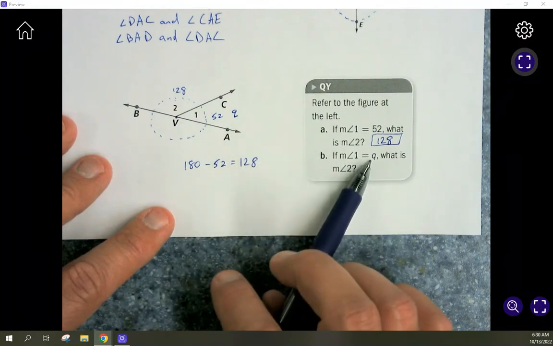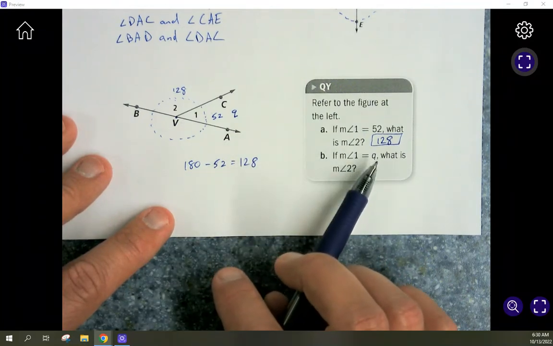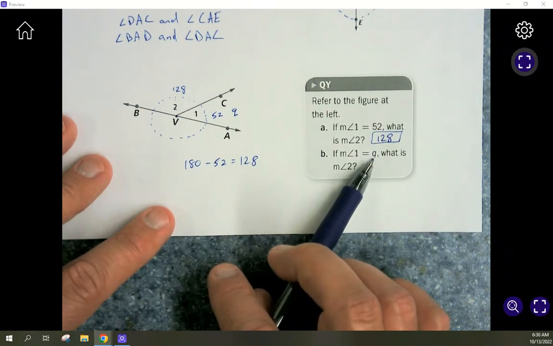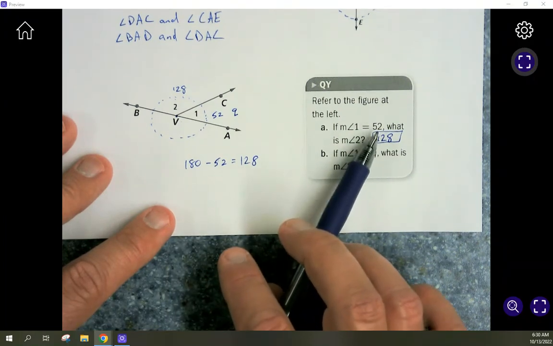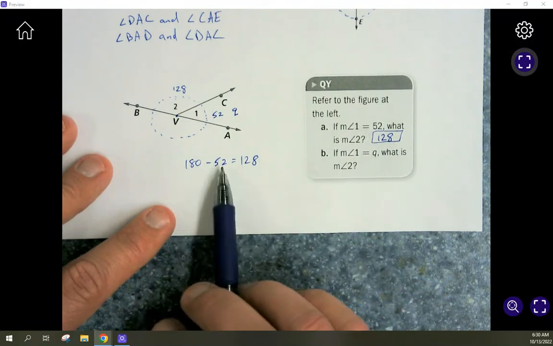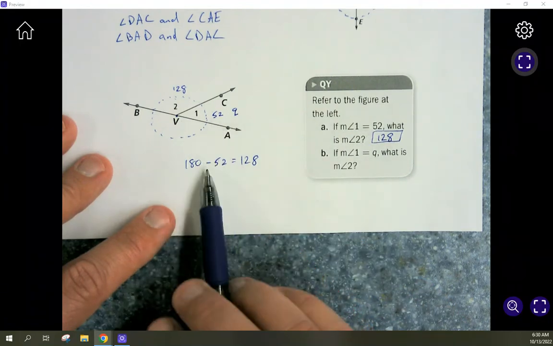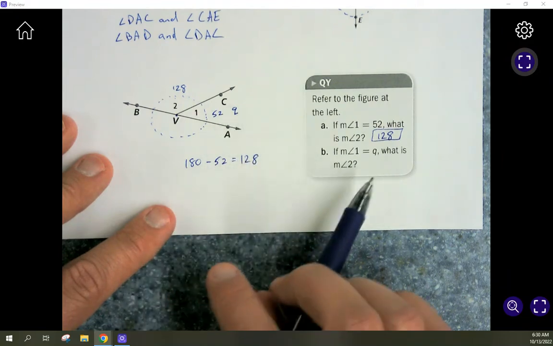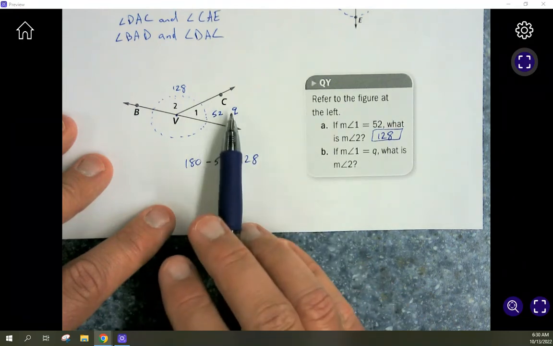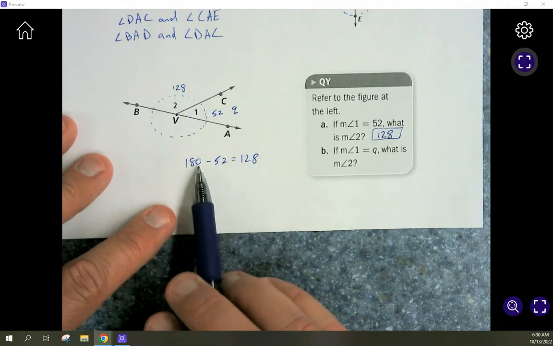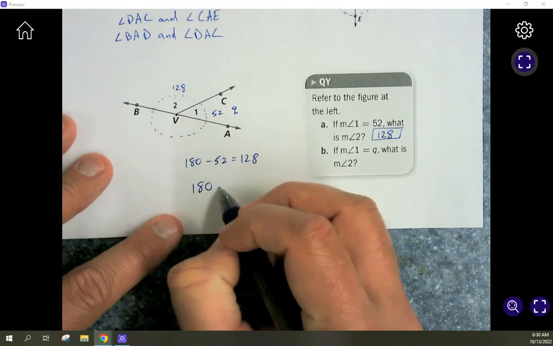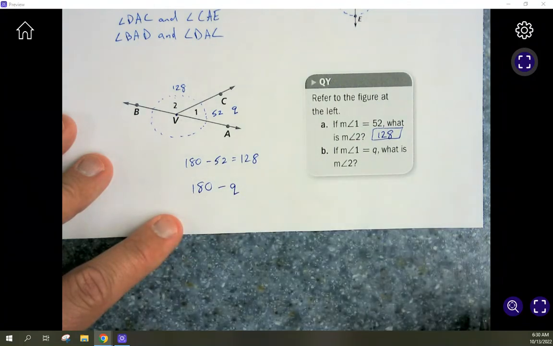So students always get confused. We've talked about this many times. As soon as you change it from a number to a variable, people shut down. But they already gave you the problem with a number. So look back and think about what you did. When I told you this was 52, you did 180 minus 52. So if I tell you it's Q, what's the measure of angle 2? Do the same thing you did to the number, but to the variable. So instead of 180 minus 52, it would be 180 minus Q.